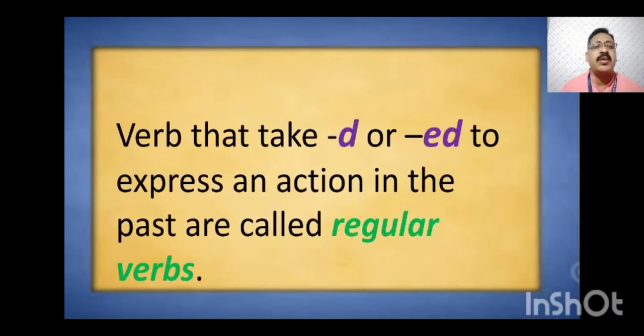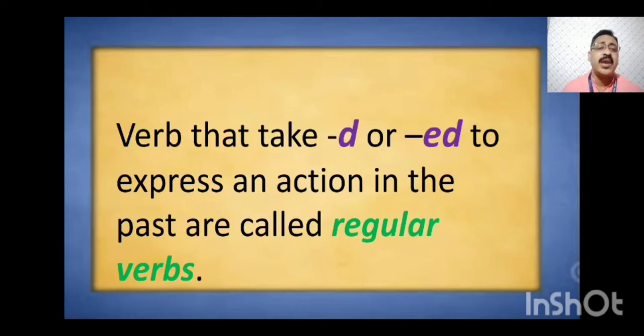Verbs that take d or ed to express an action in the past are called regular verbs. It means when we add d or ed to a verb, that shows the work is over in the past time, not now. So it is said to be a regular verb. When the verb is in past form, the sentence will be in the past tense. The work we are talking about in the sentence is not going on now. It is already over in the past.